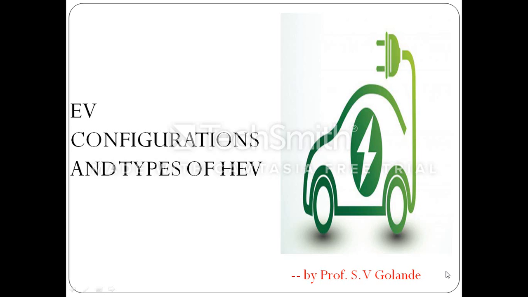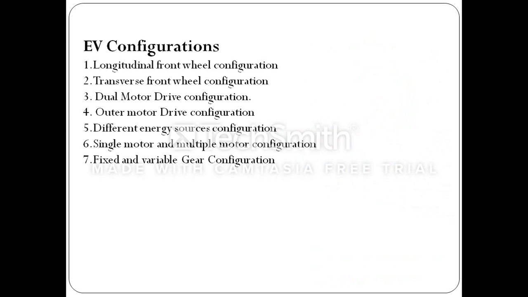Hello everyone. Now in this session we have to study about EV configurations, that is electric vehicle configurations, and types of HEV, that is hybrid electric vehicle. Now EV configurations. There are 7 configurations used in electric vehicle: longitudinal front wheel configuration, then transverse front wheel configuration, then dual motor drive configuration, then outer motor drive configuration, then different energy sources configuration, then single motor multiple motor configuration, and the last one is fixed and variable gear configuration.